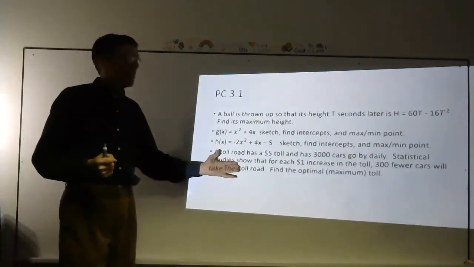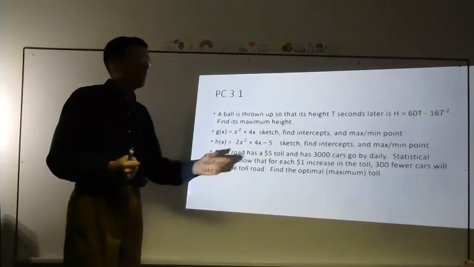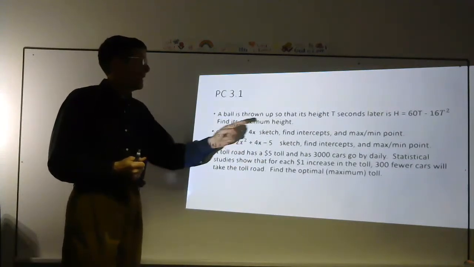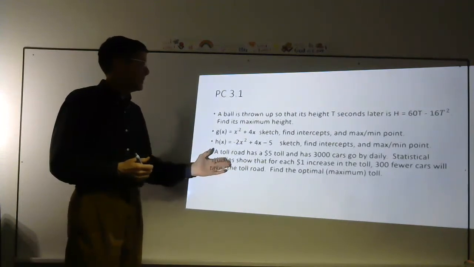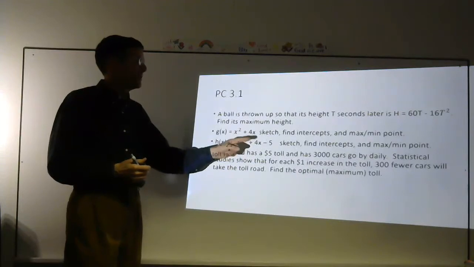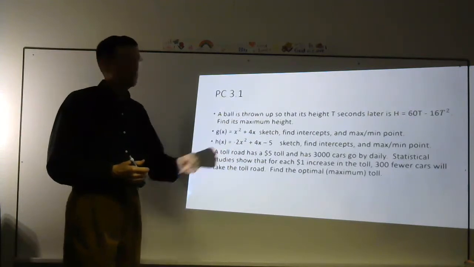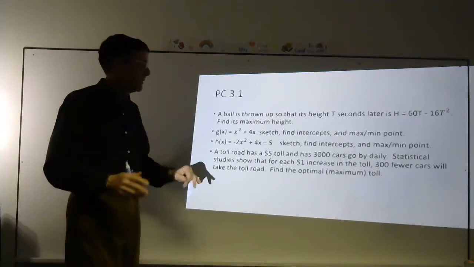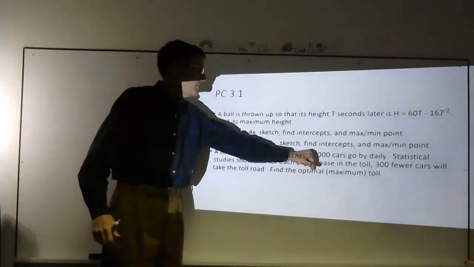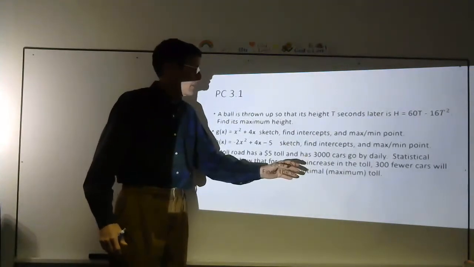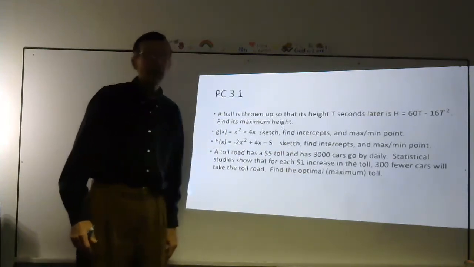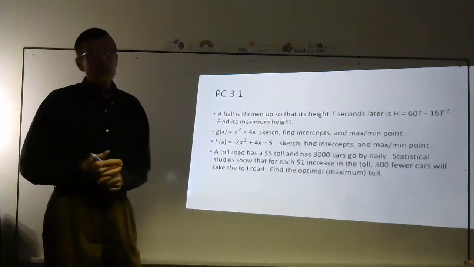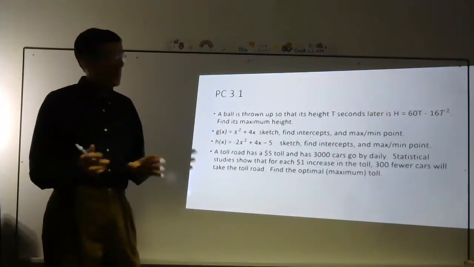So I come up with a great problem here. Suppose you have a $5 toll, and every day 3,000 cars go by on the road. Statistical studies show that for each dollar you increase the toll, you're going to lose 300 cars. You follow what I'm saying? So say right now you have 3,000. Did I say 300? Yeah, 3,000 cars go by daily. So 5 times 3,000, you make $15,000 right now on every day.